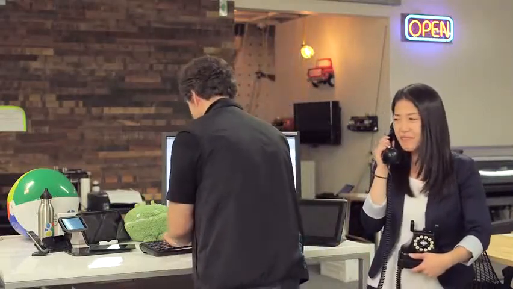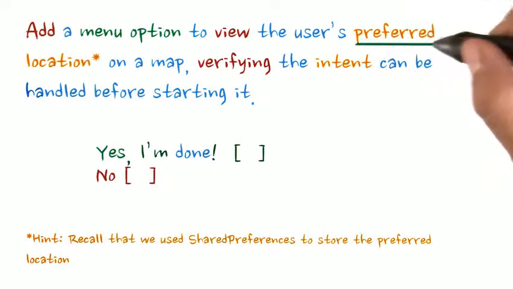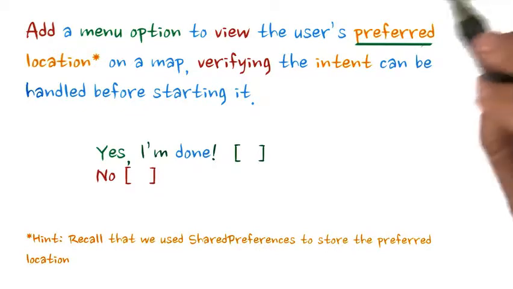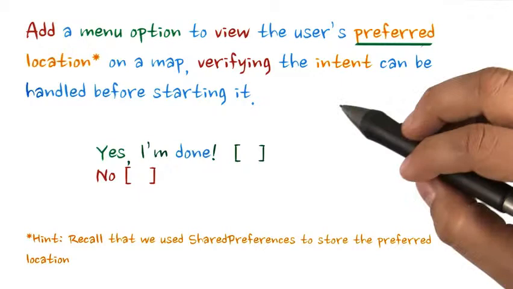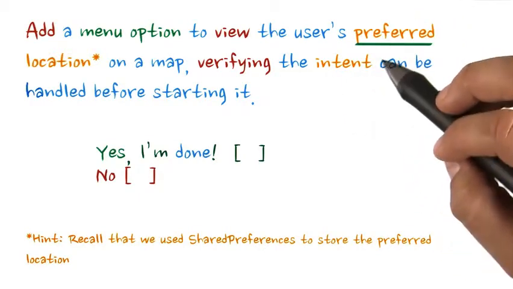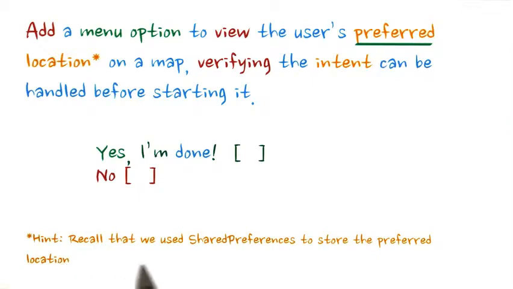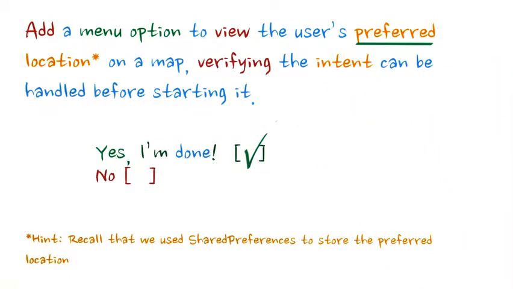Rado? Dan's being implicit again. Add a menu option to view the user's preferred location on a map. It will be handled by any Maps app that's available on your device. If there is no map app on your device, handle this case gracefully to avoid a crash. You might want to recall that we use shared preferences to store the preferred location. Done already. Let's go to the solution.